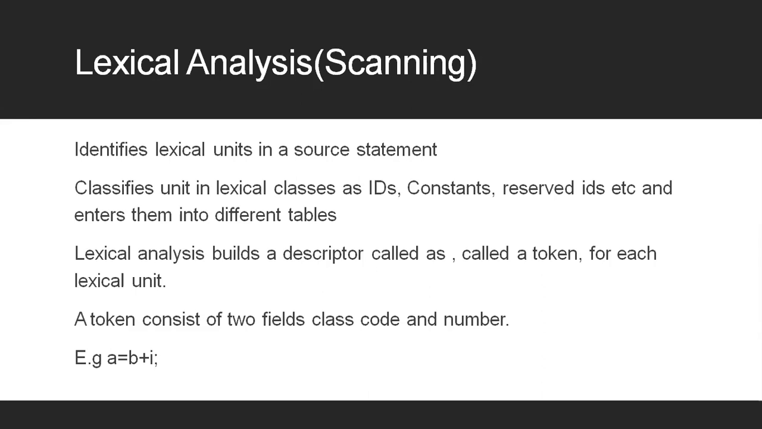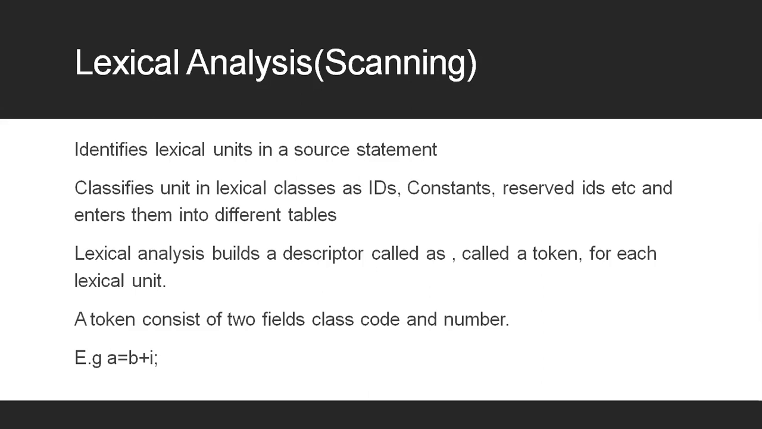And depending on the lexical class, these lexical units are entered into the respective table. If it is identifier, then it is entered into the symbol table. If it is constant, then it is entered into the constant table. If it is reserved ID, it is going to be there in mnemonics table. At the same time, lexical analysis builds a descriptor. A descriptor is called as token, and that each token is having two fields. One is code, another is number.